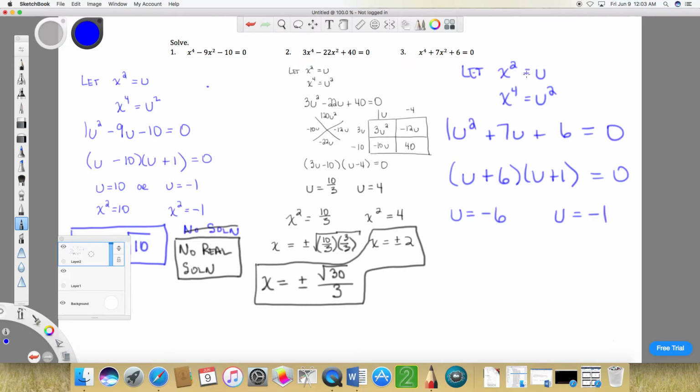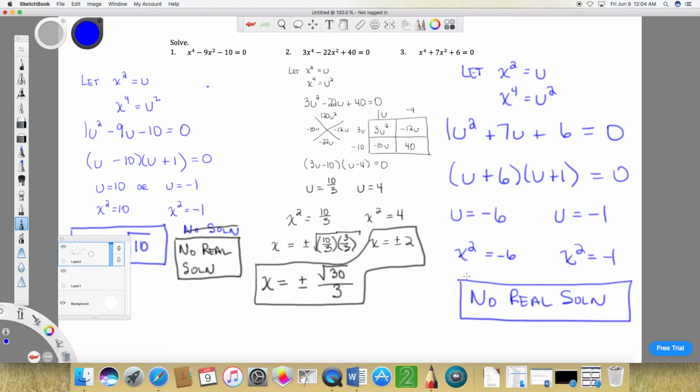But when I go to replace u with x squared, I see that I have no real solution for both of these. So my final answer, the solution set for this fourth degree equation is all complex numbers. Remember, complex numbers are of the form a plus bi, where i is the imaginary unit. So here's my final answer for these three.